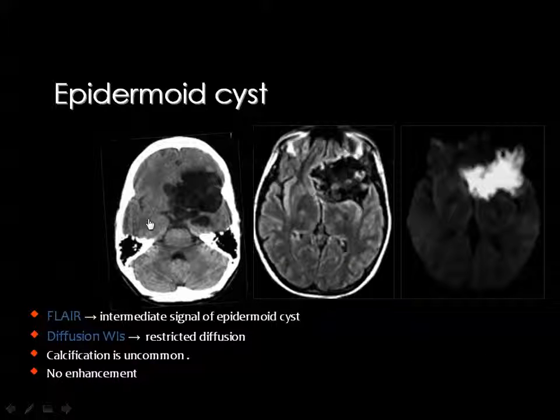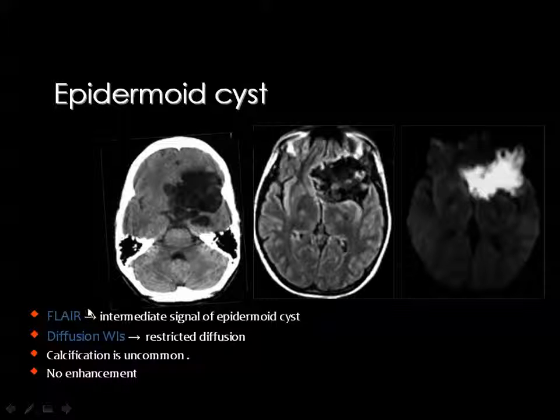And this is an epidermoid cyst in the suprasellar area extending into the sylvian cistern, and it has the characteristic lobulated appearance. In this CT image, it shows hypodense texture. In the FLAIR image, it does not show the typical CSF signal, and in the diffusion image, it will show restricted diffusion, as you can see.